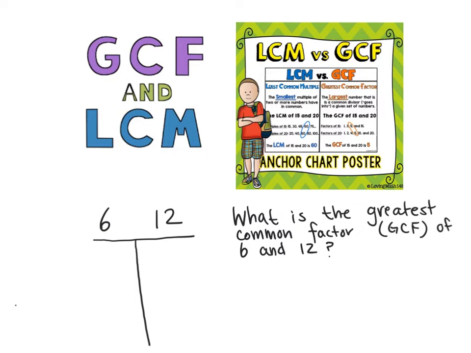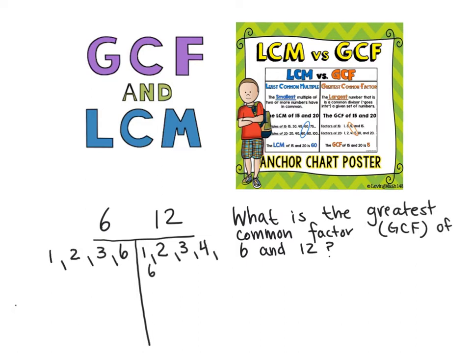So let's look at 6. We know 1 times 6 is 6. We know 2 times 3 is 6. So we know that 1, 2, 3, and 6 are all of the factors of 6. Let's look at 12. 1 times 12 is 12. 2 times 6 is 12. 3 times 4 is 12.